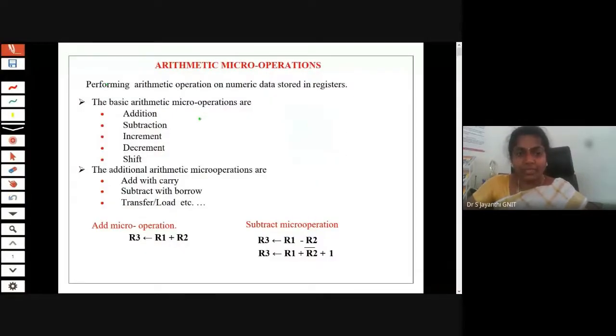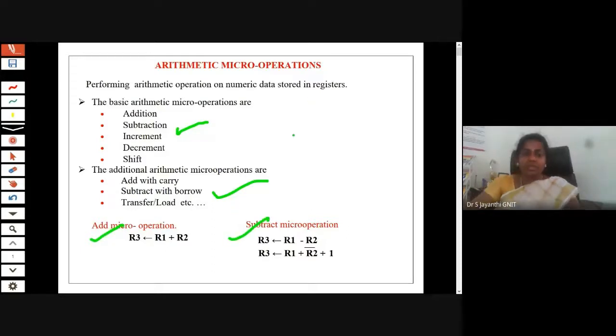In the previous session itself, we have discussed that these are the basic arithmetic operations: addition, subtraction, increment, decrement, shift. In addition to those, additional arithmetic operations like add with carry, subtract with borrow, transfer or load operations can also be performed. We also discussed an example in symbolic notation, how add operation can be represented, how subtraction operation can be represented.